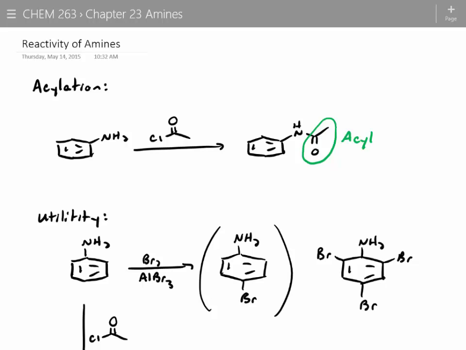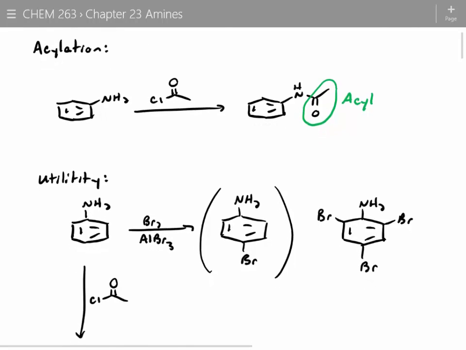So on, I guess it was last Thursday, we started talking about reactivity of amines. This was after our reductive amination section. You guys should be pretty comfortable with reductive amination at this point. But with acylation, we said that acylation is very straightforward. We've already seen it before.